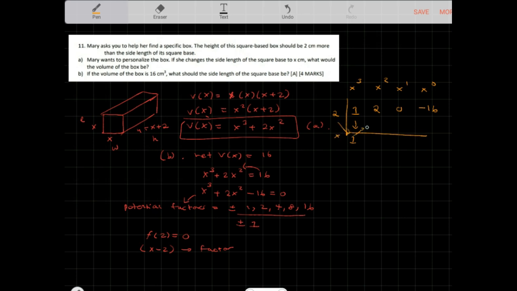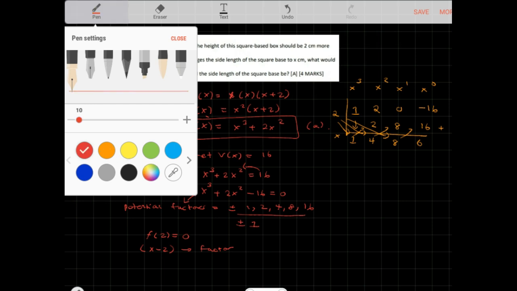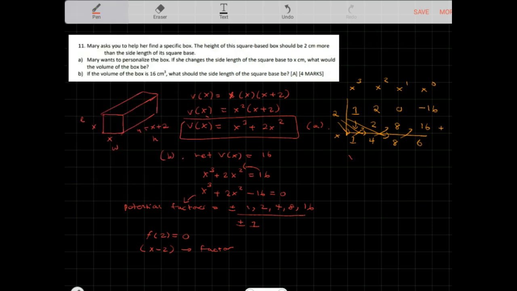You do 2 times 1, which is 2. You add them together, so this is 4. 2 times 4 is 8. 0 plus 8 is 8. 2 times 8 is 16. Negative 16 plus 16 is 0. So your quotient is going to have terms of 1 degree less than the dividend. So x squared, x to the power 1, x to the power 0, and the remainder, right? This is 0, by the way. Remainder 0 means it's a factor.